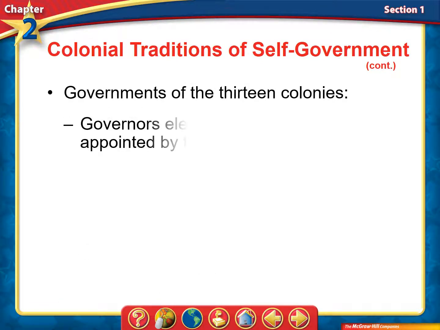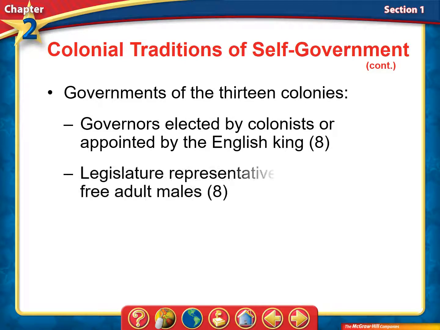Now, the government of these 13 colonies depended on the situation. In some cases, the governors were elected by colonists, or in the case of New Jersey, it was a royal colony, meaning the governor was appointed actually by the king. Lawmakers would be elected from among the free adult males.